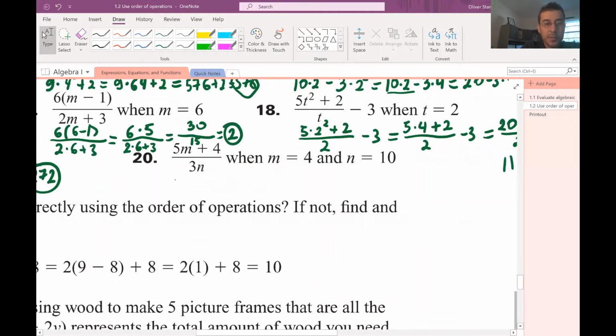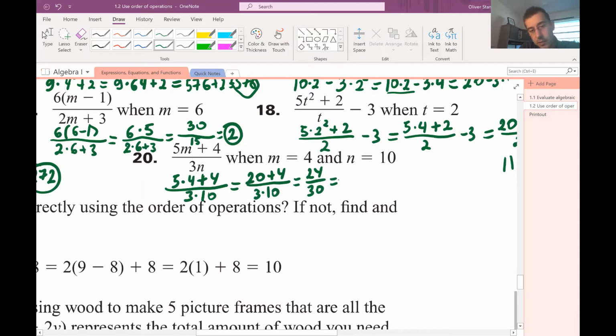Substitution again. So this becomes 5 times m, which is 4, plus 4, over 3 times n, which is 10. Remember, the numerator has hidden grouping, like imagine parentheses around it. So we're going to do that numerator first. We have multiplication and addition. We do multiplication first. So 5 times 4 is 20, plus 4. 20 plus 4 is 24 over 3 times 10 is 30. We can cancel out by 2.